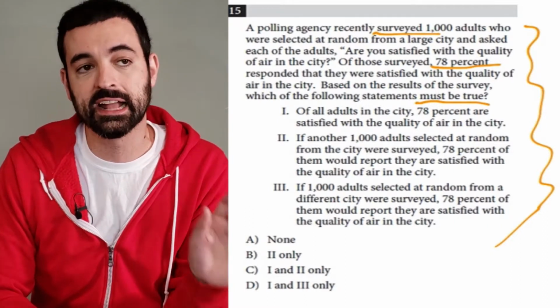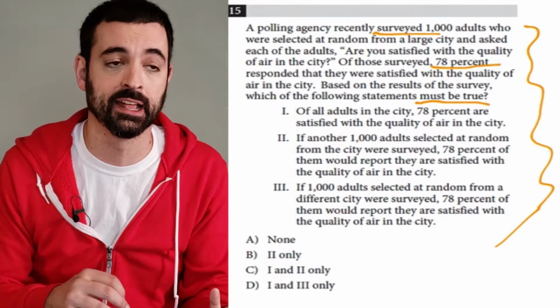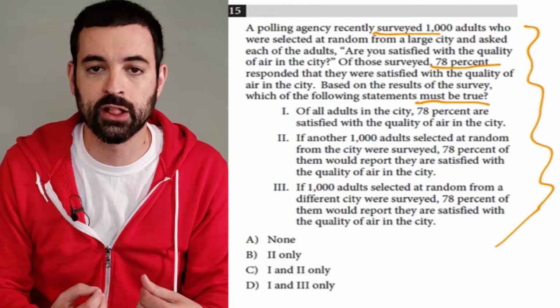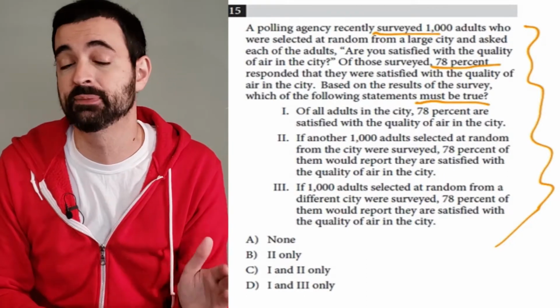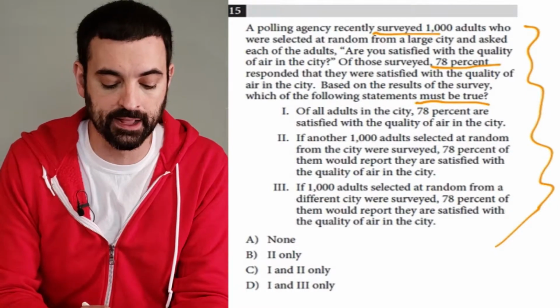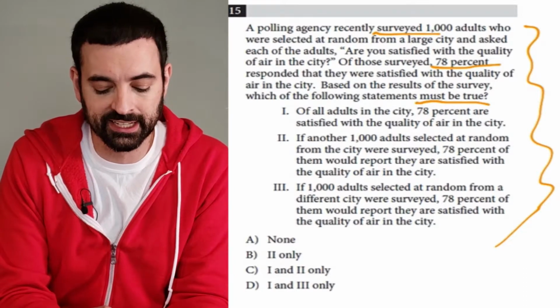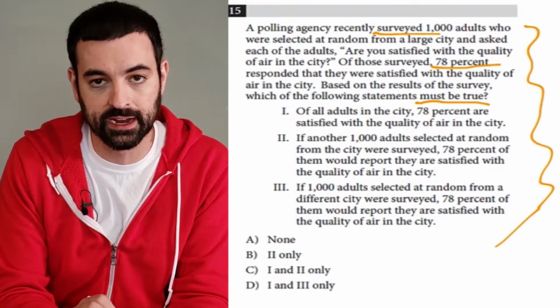So think of our last 2 questions. One of them dealt with opinions and what can bias a survey. One of them dealt with absolute language and how that can be a problem. I want you to keep that in mind as we look at these Roman numerals and see what we can eliminate. Of all adults in the city, 78% are satisfied with the quality of air in the city.